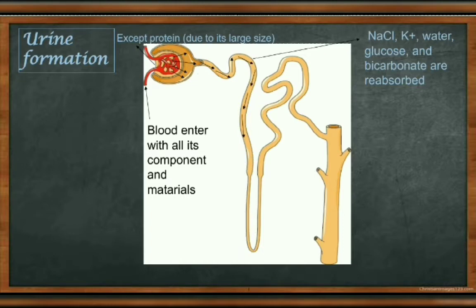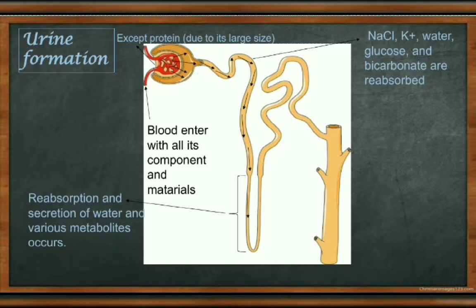When it is transferred, it will enter the loop of Henle. We all know that in the loop of Henle there is a descending hairpin and an ascending one. Now in the loop of Henle, there is reabsorption and secretion of water and various metabolic processes. This one is important, especially this: reabsorption and secretion of water take place in the loop of Henle.